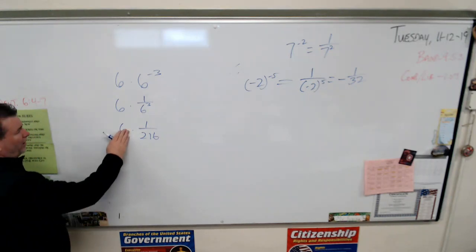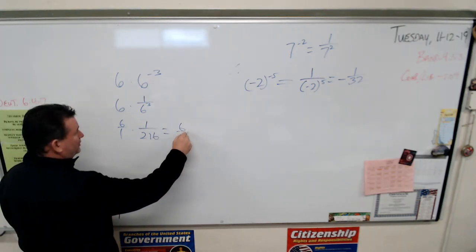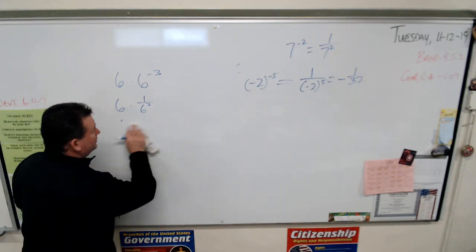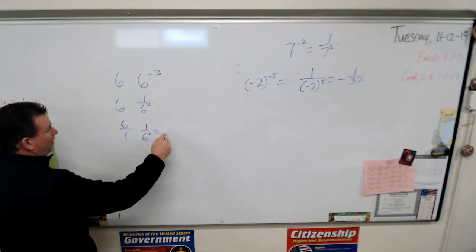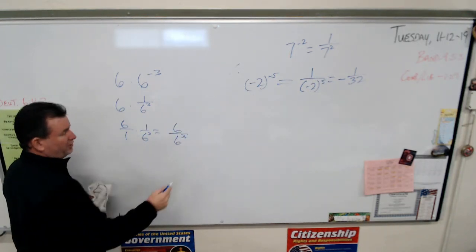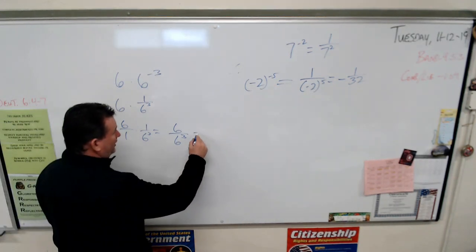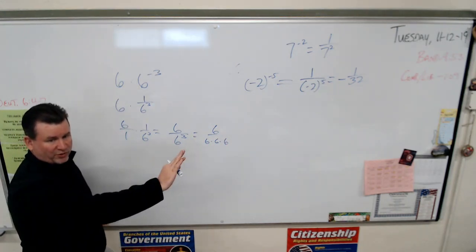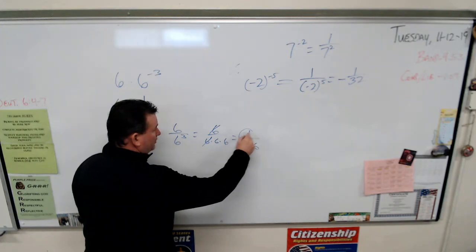Yeah. 216. What's 6 over 1 times 1 over 216? 6 over 216. And then you can reduce that to 1 over 36. Or, let me show you something else. You could have done this. 6 over 1 times 1 over 6 cubed is the same as 6 over 6 cubed. Watch this. This would be the same as 6 over 6 times 6 times 6. What did we learn yesterday when I wrote all those X's? Cancel, cancel. 1 over 6 times 6, 1 over 36.